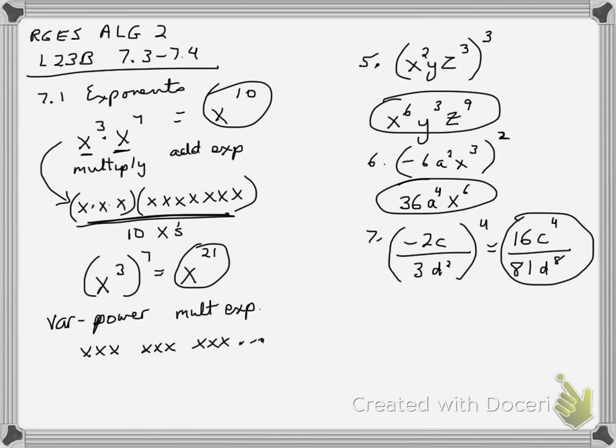Okay, now that was a review of 7.1. Let's go on then to 7.4, which is doing the opposite. It's finding the roots. We need to worry about numbers, variables. Okay. So here we go. We're going to have 7.4.